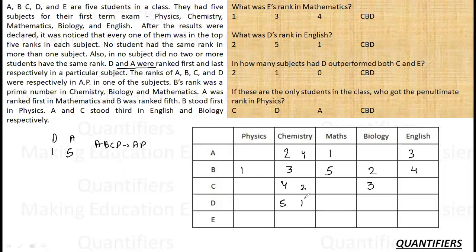If I am giving rank 1 to D, then A must have rank 5 according to this condition, which means that this AP cannot exist. Since this AP cannot exist, the only possibility is 2, 3, 4 and 5. This is the only possibility that can exist. Now this makes my life much easier. Then D and A are 1 and 5.